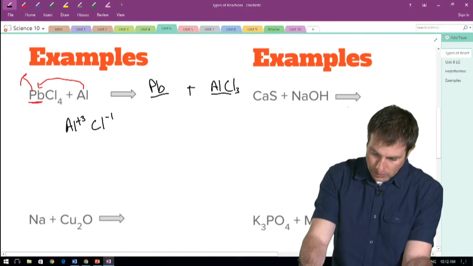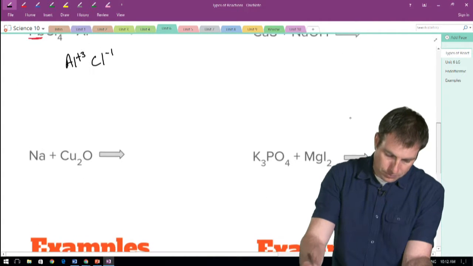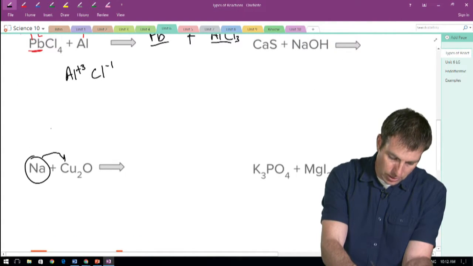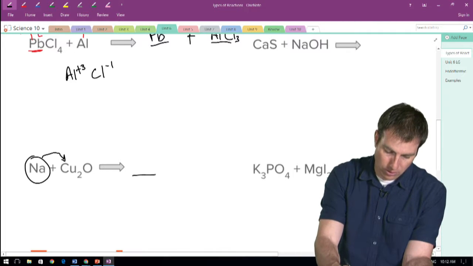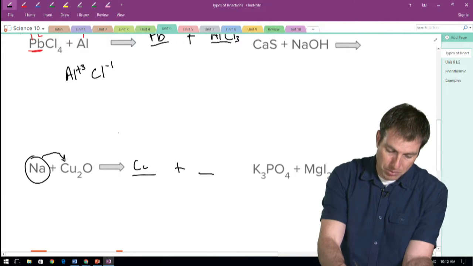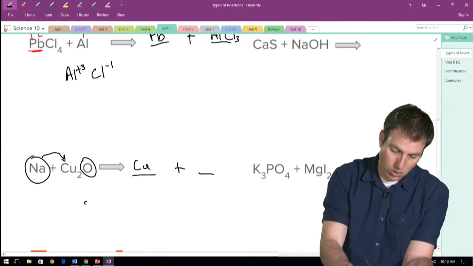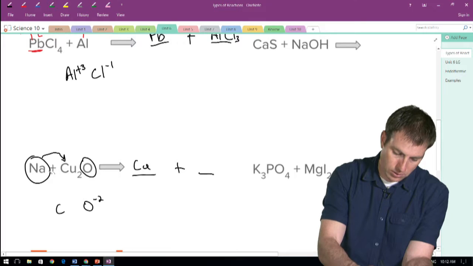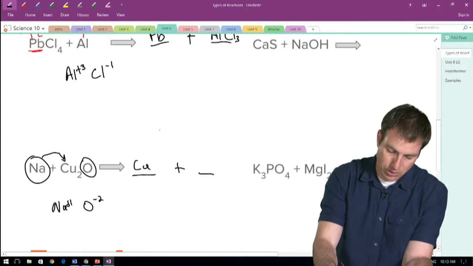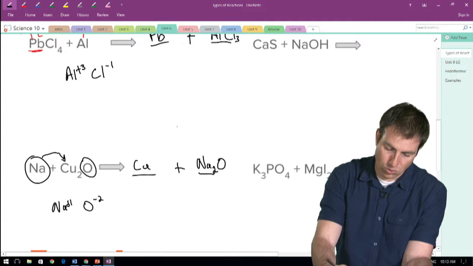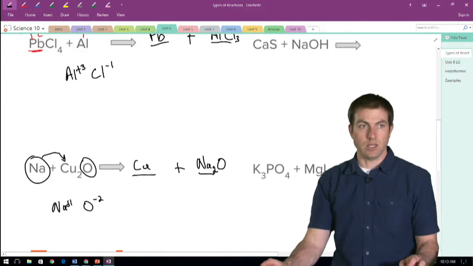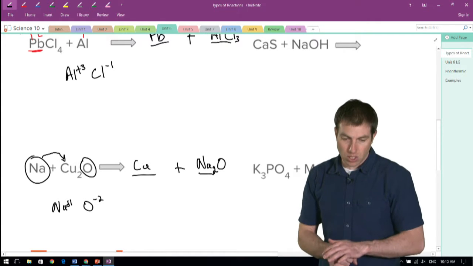Same thing down below. We have another metal hanging out by itself. Sodium says, hey, one of you guys has got to go, and the copper says, I'm a metal, I'll go. So we're going to end up with copper by itself, and then the sodium is going to combine with whatever's left, in this case oxygen. Now oxygen's always -2. Sodium is always +1 from the periodic table. So if I crisscross, I'm going to get Na2O. So sodium is taking the place of the copper.